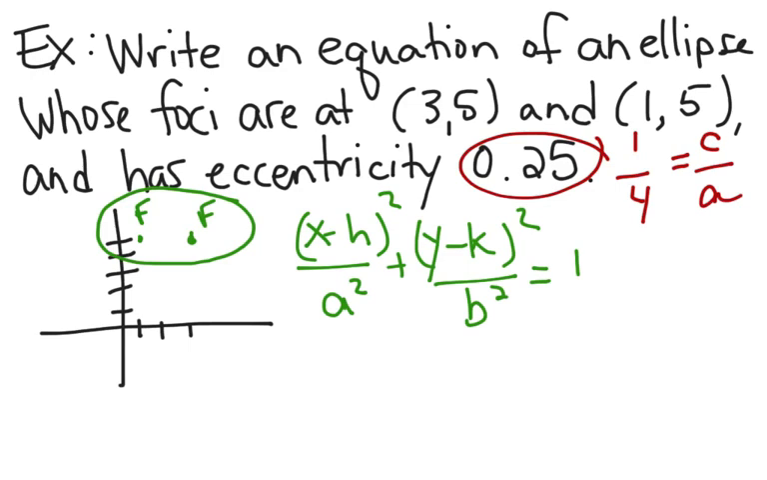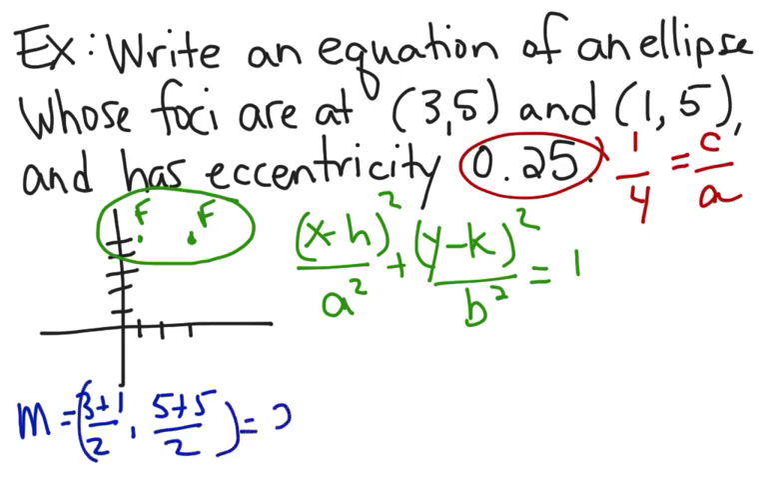Next, where's the center of this ellipse? Well, the nice thing about the foci is the center is the midpoint. So if I find the midpoint of the foci, I'll know where the center is. Remember the midpoint: add the x's, divide by 2. Add the y's, divide by 2. And I'm going to find out that the midpoint is at (2, 5). That's my h and k.